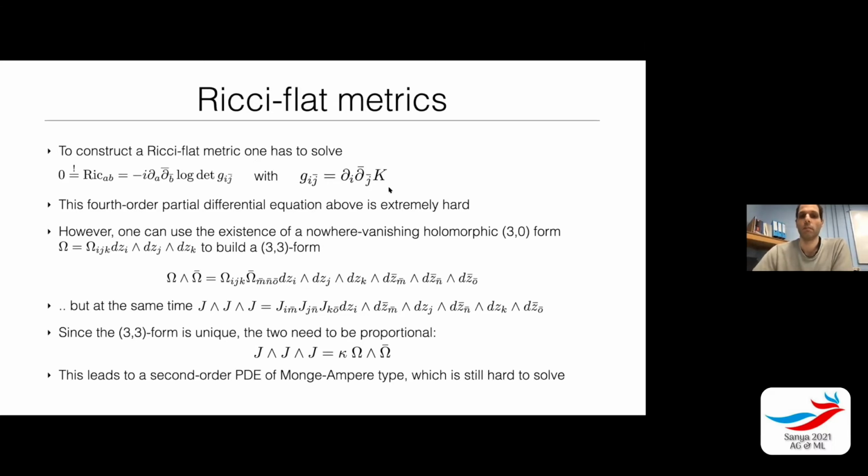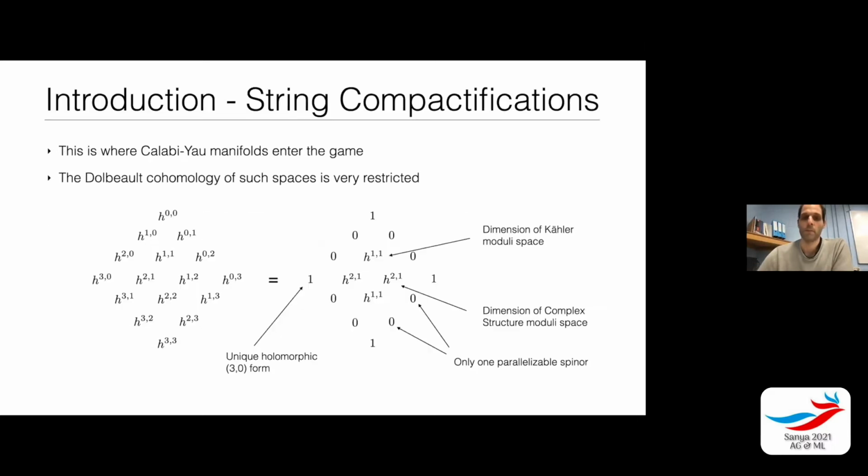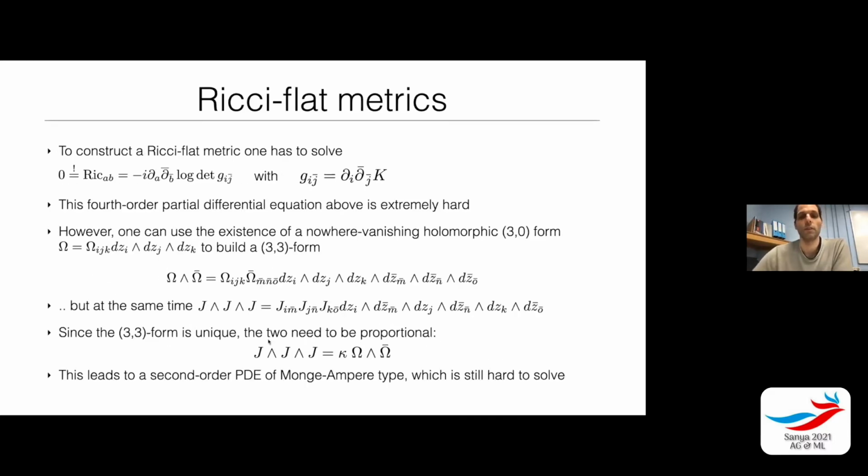However, you can make use of the fact that you have a nowhere vanishing holomorphic 3-0 form called capital Omega, and wedging it with its barred version, you can build a 3-3 form, just like so. But at the same time, you can use the Kähler form, wedge it with itself 3 times. The Kähler form is a 1,1 form, so you also obtain a 3,3 form. There's only one of them, so these two have to be related, and I just call the constant that relates them kappa. Using this equation, you can formulate a partial differential equation of second order, which is of Monge-Ampère type. This is still very hard to solve, but at least it's second order, not fourth order.